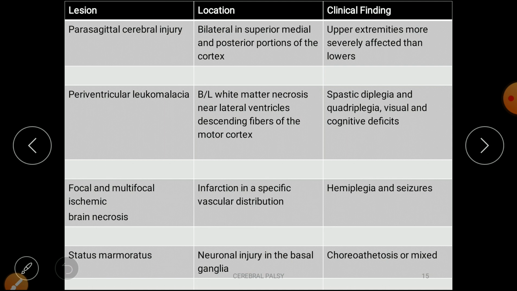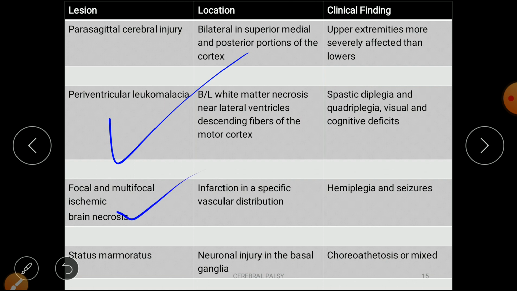Okay, in this condition, if the lesion is periventricular leukomalacia, the location is bilateral white matter necrosis near the lateral ventricle, involving the descending fibers of the motor cortex. So the clinical findings are spastic diplegia and quadriplegia, and visual and cognitive deficits are present in the children. Okay, that means there will be memory problems, problems in cognition, and problems in vision.